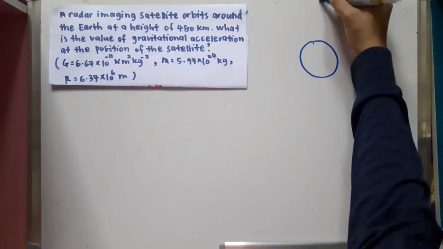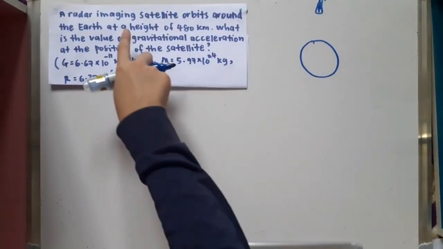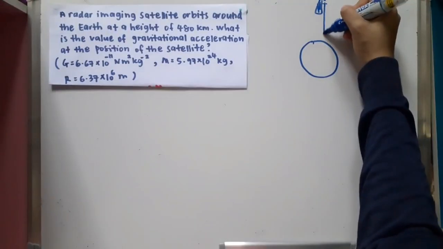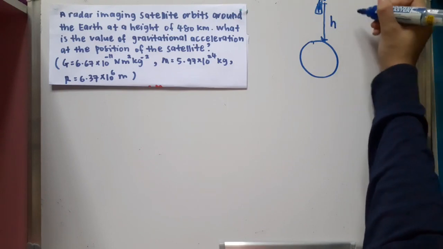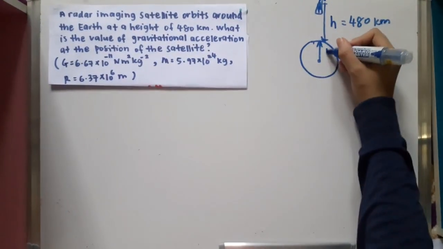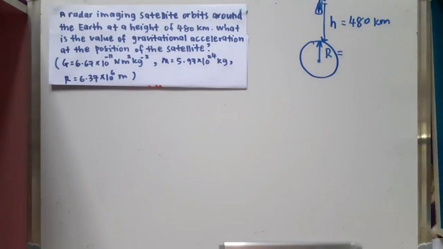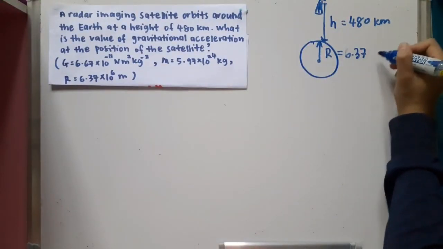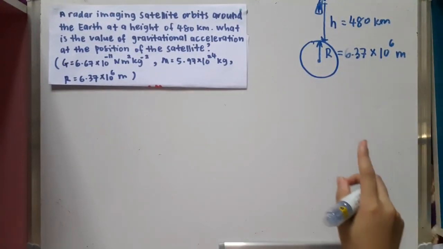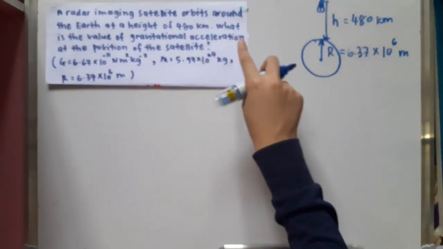Okay, so this is the Earth and this is the satellite. It has the height of 480 km. So the height H is 480 kilometer. Okay, so the radius of the Earth, capital R, is equal to 6.37 times 10 to the power of 6 meter. Okay, so we need to find gravitational acceleration, right?